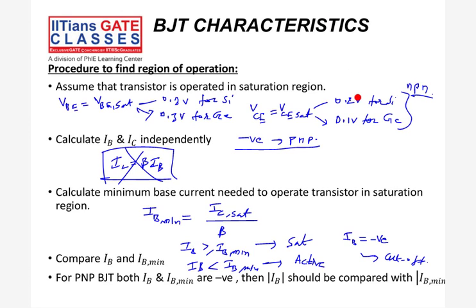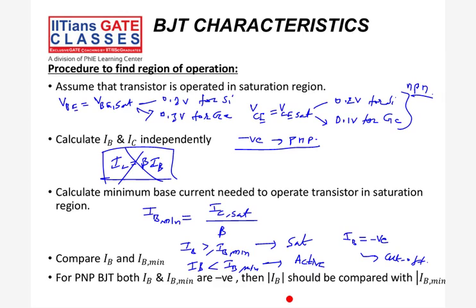I think it is clear to everyone. If you have any doubts, please ask. Otherwise I have something else next. For a PNP BJT, both IB and IB minimum are negative. In that case, what will we do? Though both values are negative, we take the magnitude of IB and compare it with the magnitude of IB minimum.